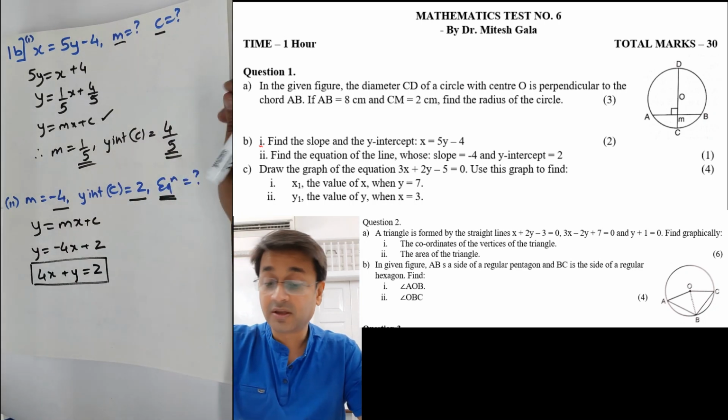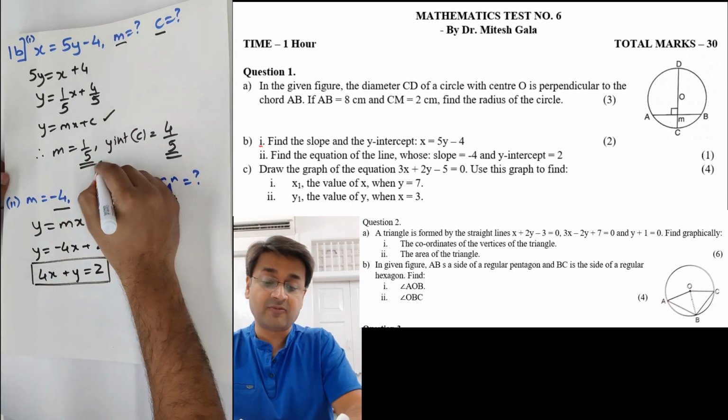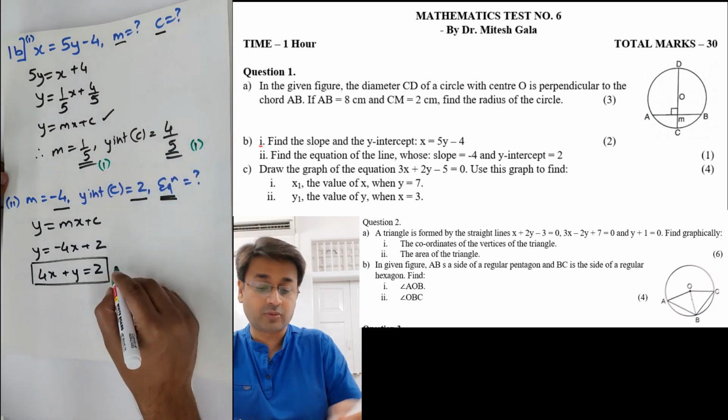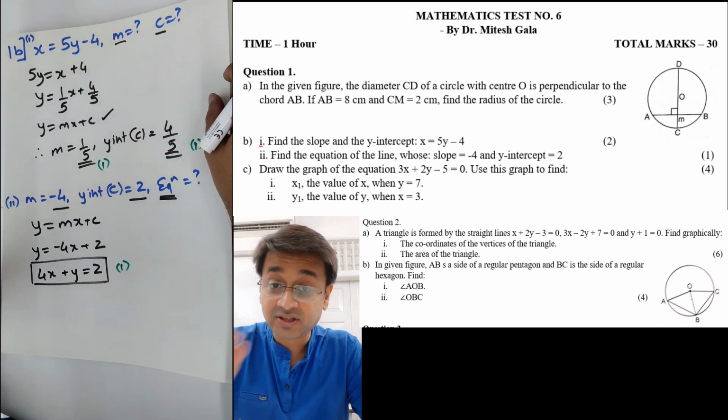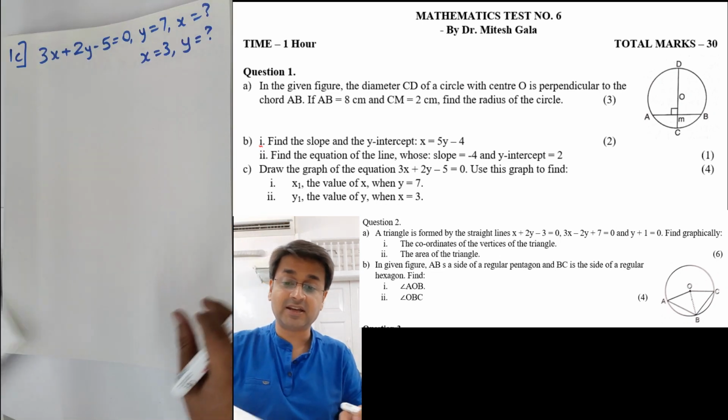Simple question, yeah, but you can expect such type in the exam. 1 mark for slope, 1 mark for y-intercept, and 1 mark for the equation. I hope you could catch these 3 marks straight away. They are bonus, okay? So you should get them nicely and easily.